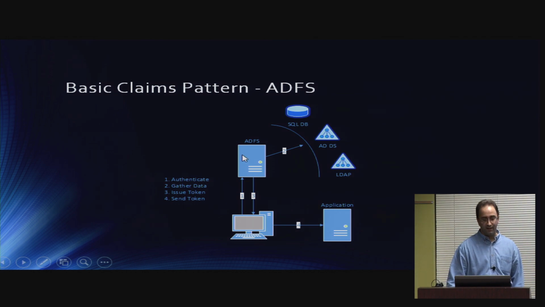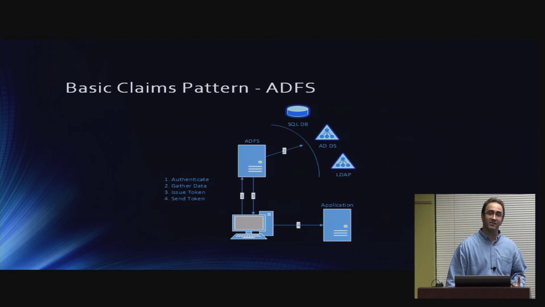Okay, it's going to go out to Active Directory and authenticate me to make sure I am who I am, and then it's going to gather data. I can set up rules to go gather data from other attribute stores, from an LDAP directory, SQL database, or just from Active Directory. The issuer is just going to issue the token. It's going to send the token back to the application, which is going to authenticate me.